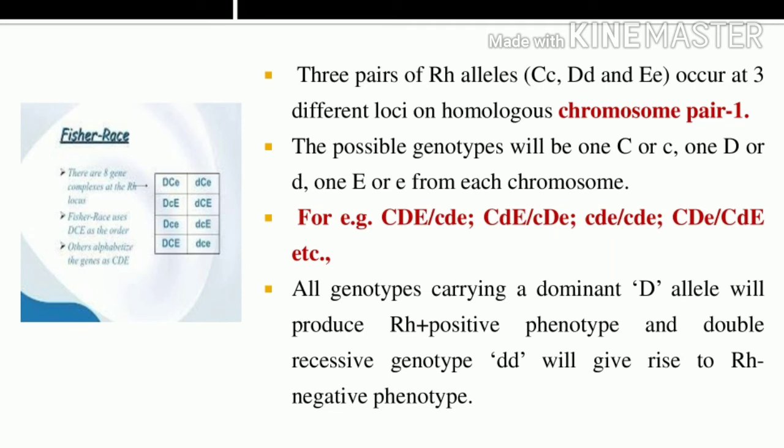We can get examples like capital C, capital D, or small c, small d. All genotypes carrying a capital D allele will reflect the positive phenotype; they will be Rh positive. Genotypes with the recessive small d, that is dd, will give rise to the negative phenotype.